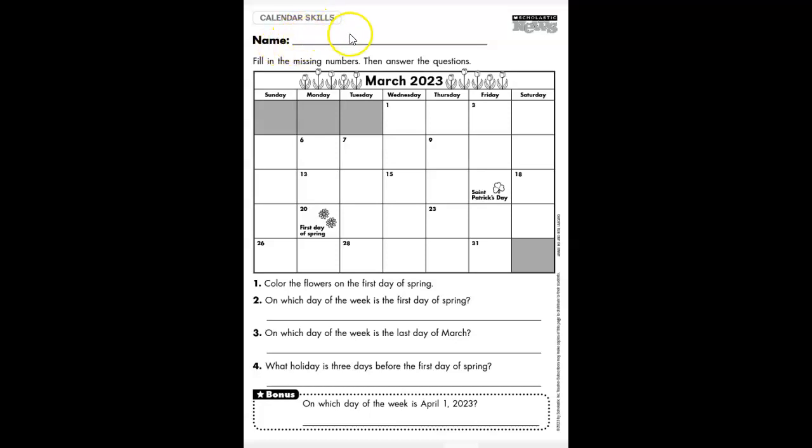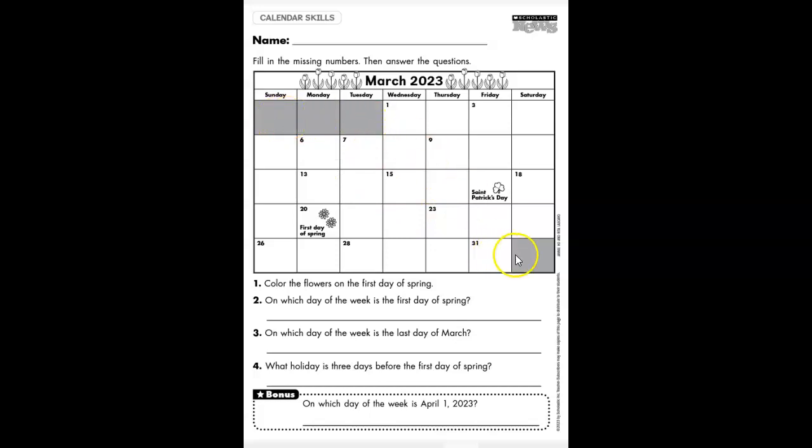Okay, write your first name, last name, and date at the top. We are going to make a March calendar. First task is to fill in the missing numbers and then answer the question. So see how it goes 1 blank, 3 blank. You need to fill in the numbers all the way down to 31.